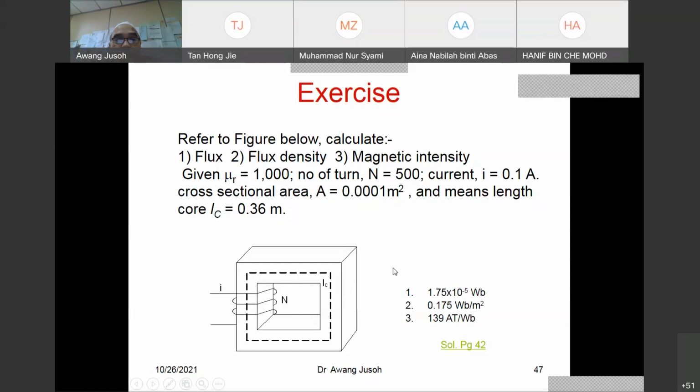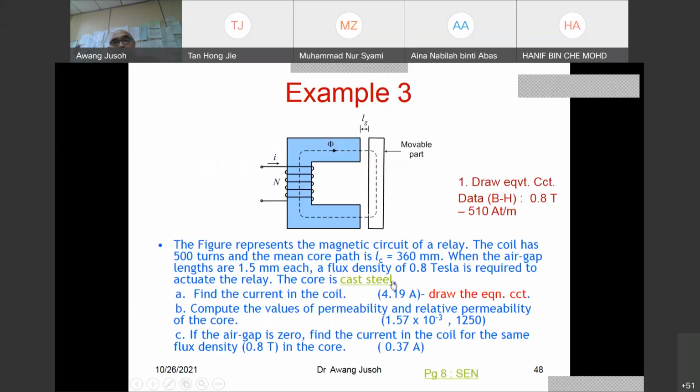You do your own. Okay, we go to this example. The figure represents the magnetic circuit of a relay. What is a relay? A relay is something like a switch. That means when you energize, it will attract this movable part and become a closed circuit. When we de-energize, it will release this part, open circuit again. So on, off like that. You energize, it closes. De-energize, it opens. Depending on the relay, sometimes it is normally open, sometimes normally closed.